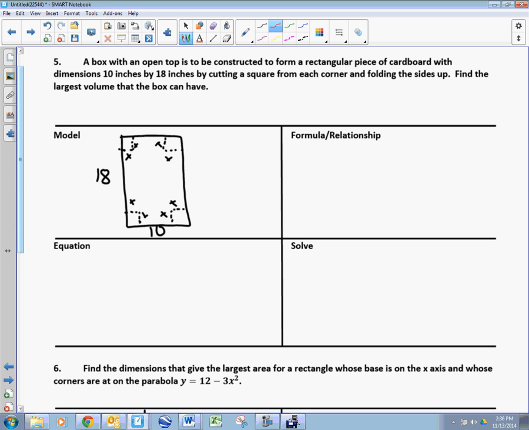What is my objective with this problem? Largest volume, maximize volume. So what should my formula be? Length times height times width. Fine. Look at my length. What is my length right now? When I cut off 2 corners, what will my length be then? Do you remember this problem? We just did this problem a little while ago.